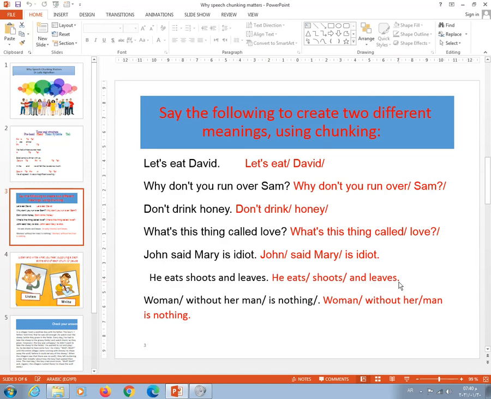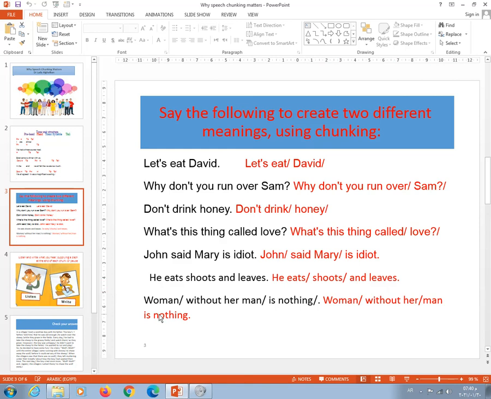He eats, shoots, fire, and then he leaves the scene. Maybe he's a criminal, something like that. He does all these 3 things, actions. He eats, then shoots a fire, and then he leaves the scene. Okay, so here chunking gives different meaning.